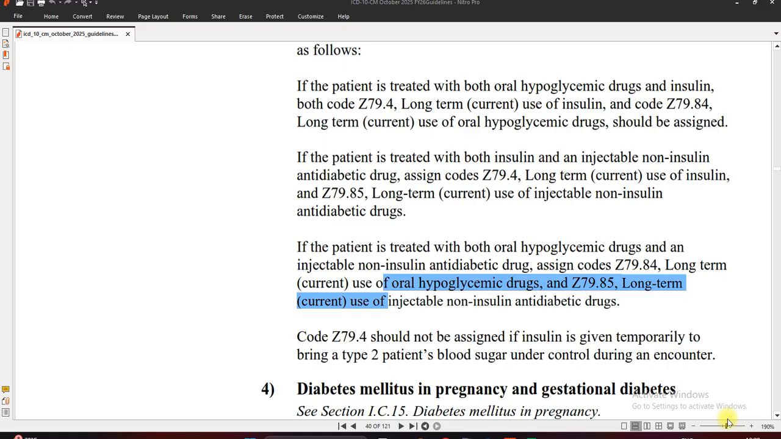So what is important here? If the patient uses oral hypoglycemic drugs as well as insulin, we need to code both Z79.4 as well as Z79.84. If the patient uses both oral hypoglycemic drugs as well as injectable non-insulin drugs, we need to use Z79.84 as well as Z79.85, based on the ICD-10-CM guidelines. If the physician uses insulin temporarily, we can't code it as long-term use of insulin.